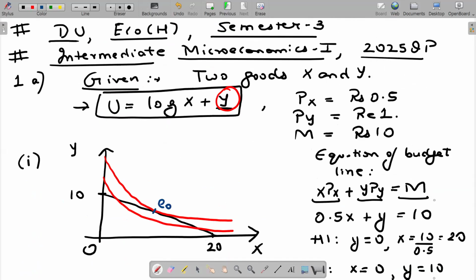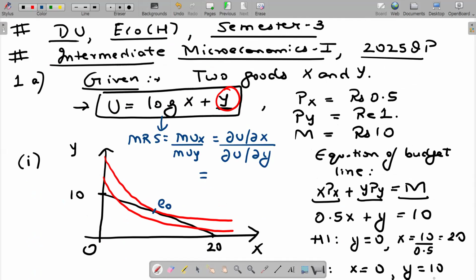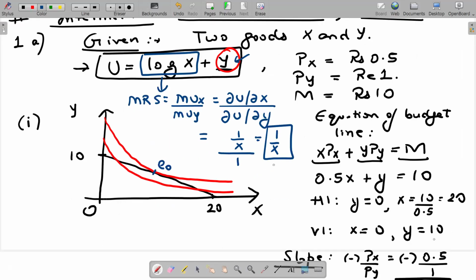Now, what is MRS? For this particular indifference curve equation, the marginal rate of substitution is marginal utility of good X over marginal utility of good Y. This is nothing but the partial derivative of the utility function with respect to good X over the partial derivative of the utility function with respect to good Y. If I partially differentiate the function with respect to X, I get 1 over X, because the derivative of log X is 1 over X. And if I partially differentiate with respect to Y, del U by del Y is just 1. So my MRS is only 1 over X.